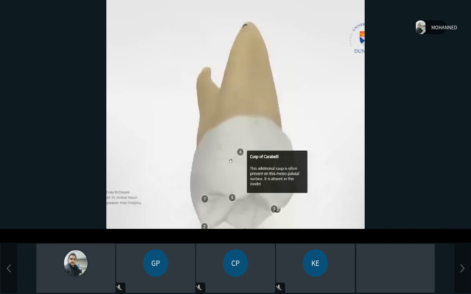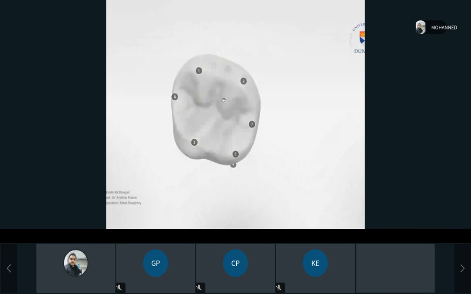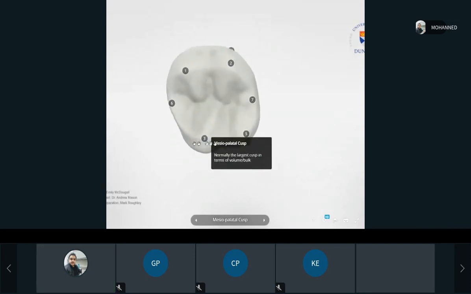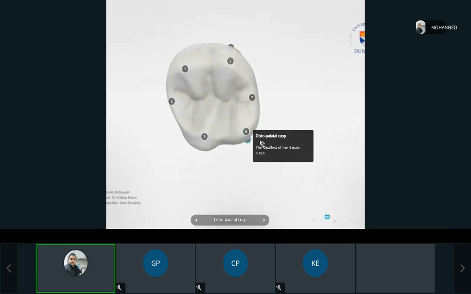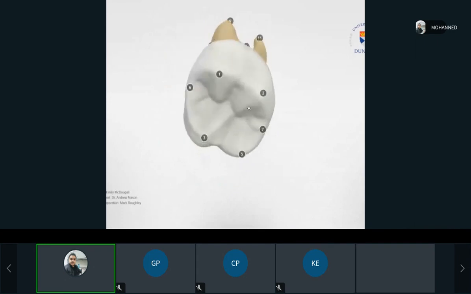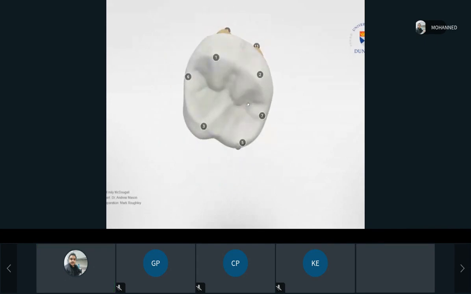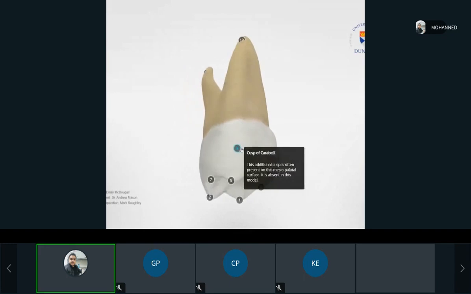Mesiobuccal cusp and distobuccal cusp. On the lingual side here, we have mesiopalatal cusp or mesiolingual, and distolingual, that is small. And then we might have a distal cusp as well. I'm sorry, what are we saying? 4, and then the 1 mesiolingual, 1 minor distolingual, and then the cusp of Carabelli, which you can see most probably here.